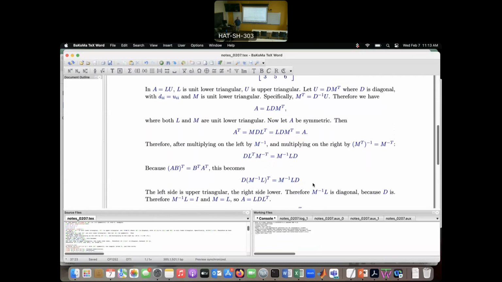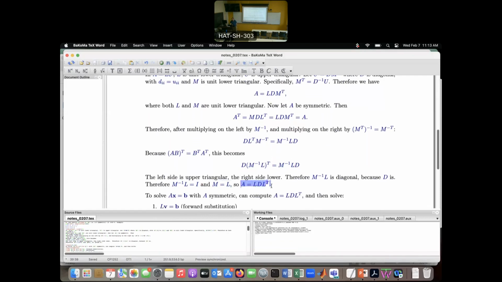But when you have a diagonal matrix that is also unit lower triangular, the diagonal is populated entirely with ones. So M inverse L is the identity. So I just rearrange this and, oh wow, M equals L. So now I have this factorization: A is equal to L D L transpose. So when A is symmetric, the two unit lower triangular matrices involved in the LDM transpose decomposition are actually equal.